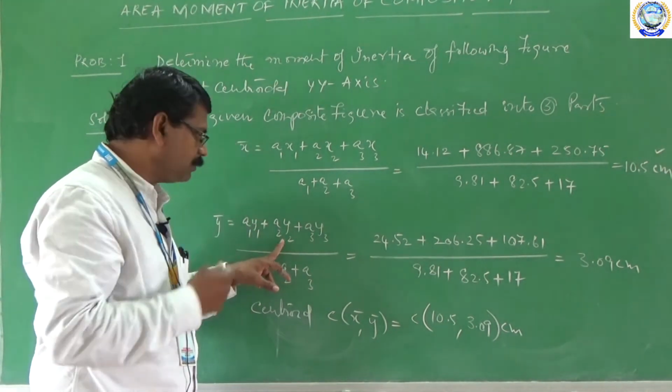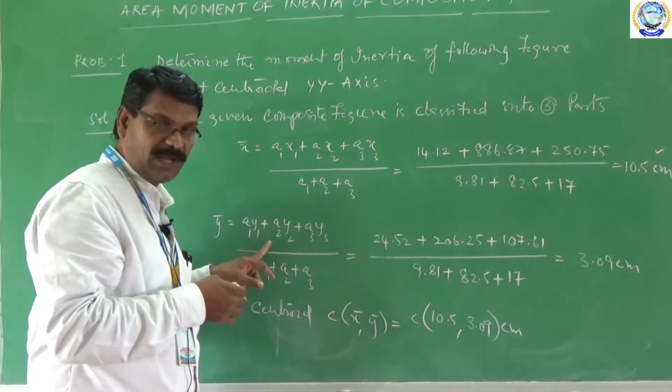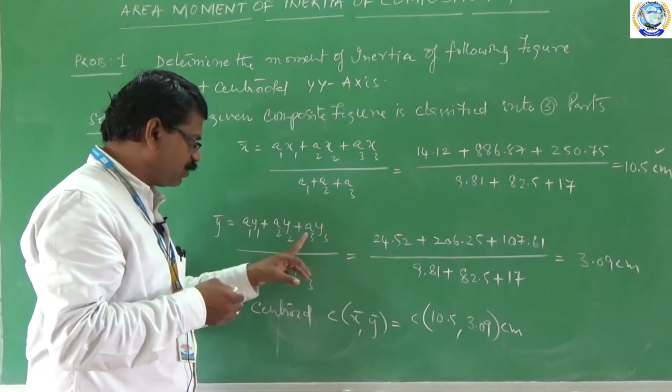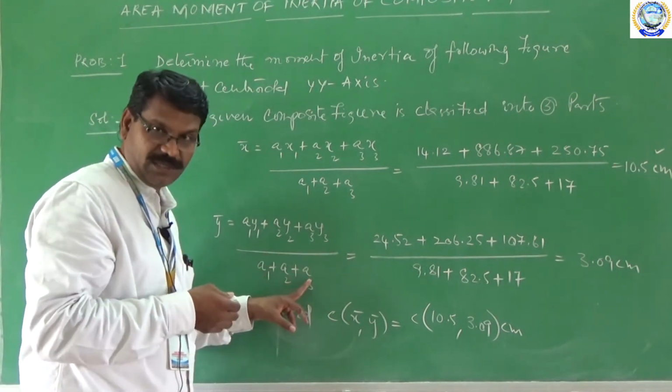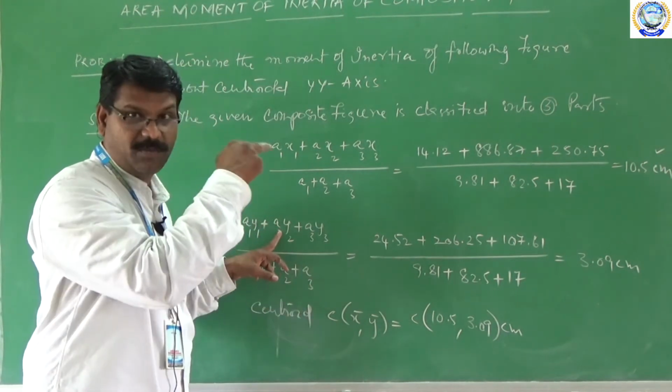Similarly, bring a1 y1 for the first specimen, a2 y2 from the rectangle, a3 y3 from the triangle, and substitute all the values in their respective places. We will get y bar is equal to a1 y1 plus a2 y2 plus a3 y3 by a1 plus a2 plus a3. Why are we going to add all of them? Because we have been given the composite figure.